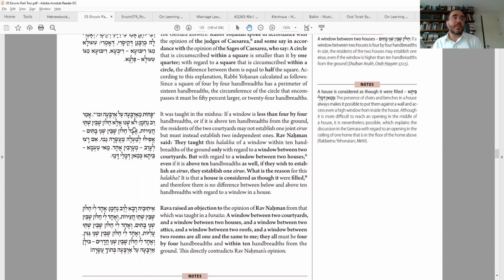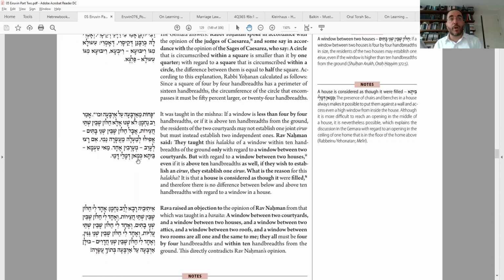Rav Nachman says that this law only applies to a window between 2 courtyards. That's when you can join them as 2. But if it's between 2 courtyards, then it has to be under 10. However, if it's between 2 houses, then even if the window is above 10, you can still join the houses together. If you want to, you can join them together or not.